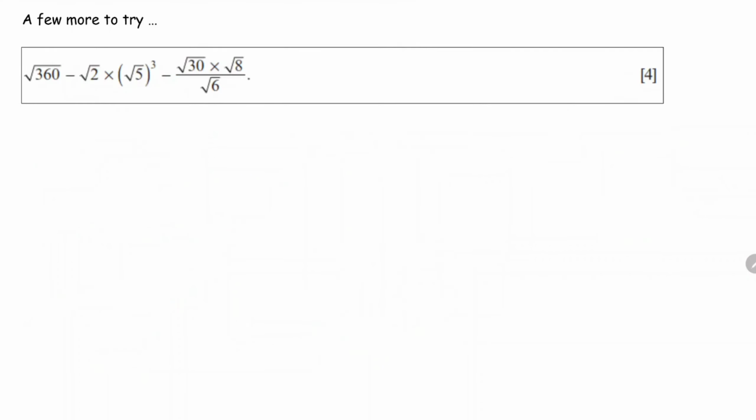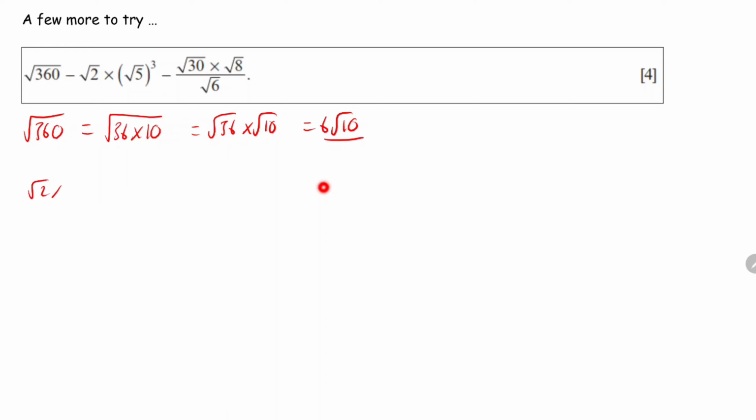Okay, next question. Start off with the root 360. Okay, we've got 36, which we know goes in. It's a square number. So we end up with 36 times 10, which gives us root 36 times root 10, which gives us 6 root 10 for the first term. Our middle term is root 2 times root 5 all cubed.